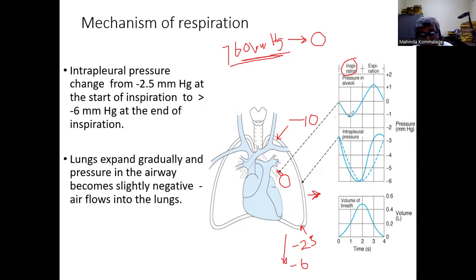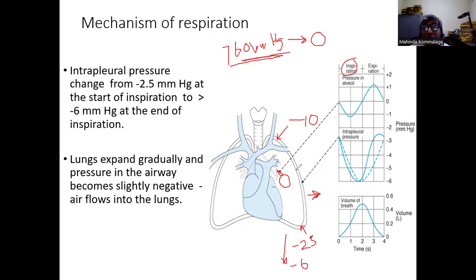When we expand the chest wall, alveolar pressure is going down, interpleural pressure also going down, because it's a volume expansion. But remember, it's not the same pressure. The interpleural pressure is the lower value. At the beginning also it's lower, -2.5 and -6. This one at the beginning is 0, atmospheric pressure, and it comes to -1 because of the volume expansion.